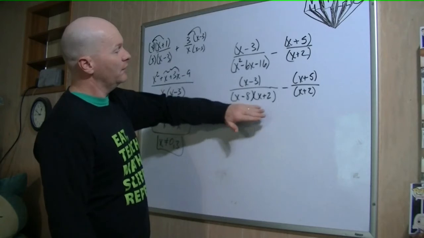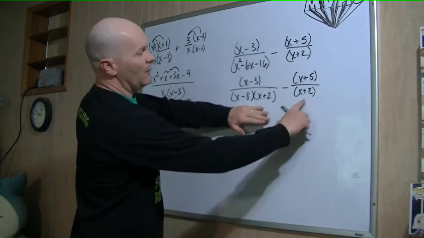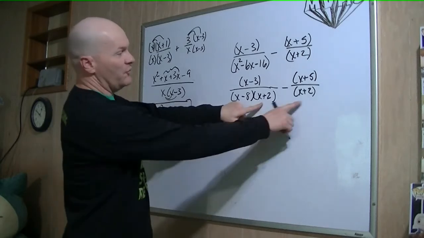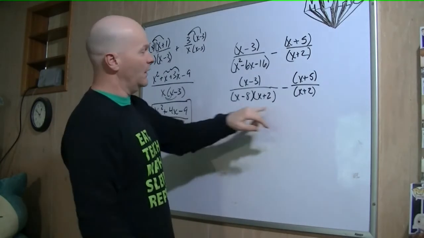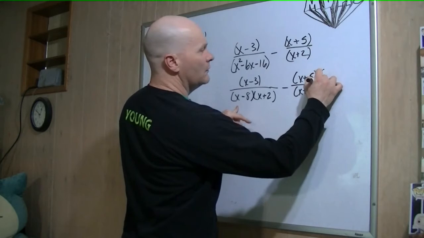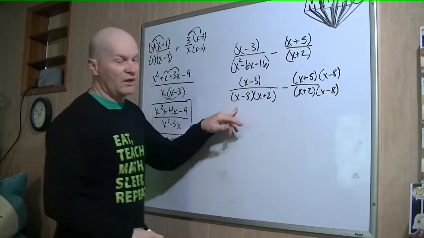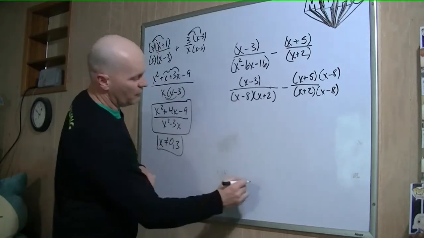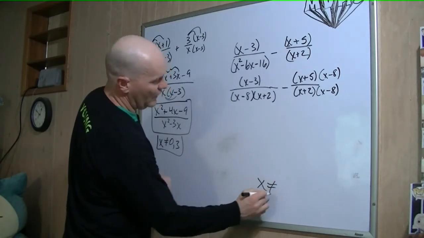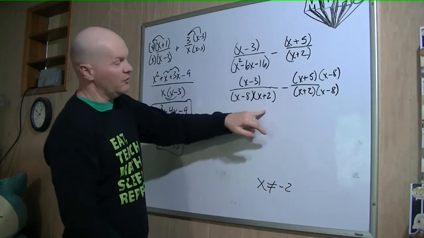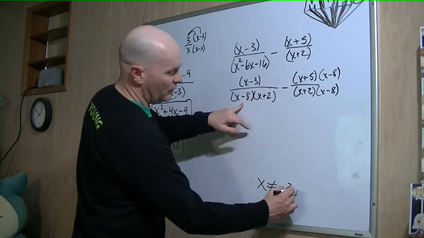Okay, now if we look at this one, are we missing anything that the bottom of this side has? No, it has the x plus 2. On this side though, we're missing the x minus 8. So we're going to multiply the top and the bottom of this one by x minus 8. The bottom's already factored, so I'm going to write down my excluded values now. I know that x can't be negative 2 because that would make this part equal 0, and x can't be positive 8.